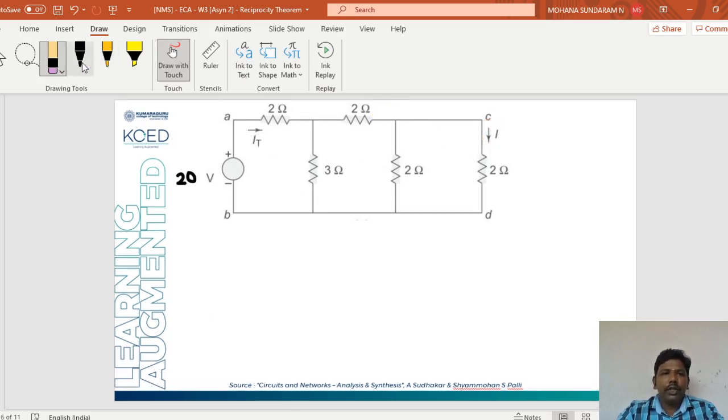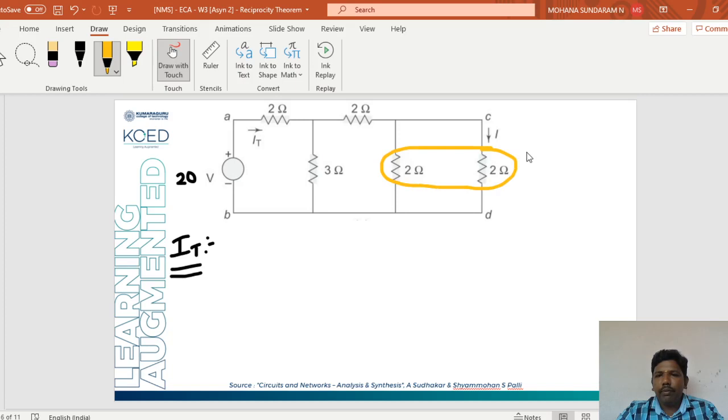The next part you have to try by yourself. First, in order to find out this IT, what you have to do is simplify this network. So how to simplify this network? Now look at these two resistors. Both are parallel. So if you take these two resistors in parallel, it is 2 into 2 divided by 2 plus 2.